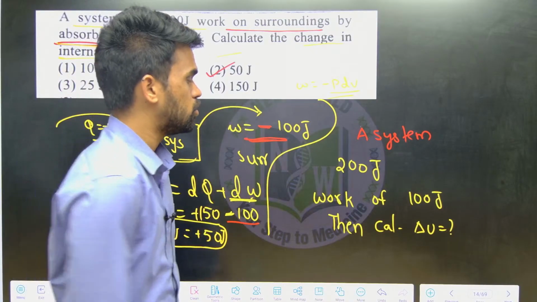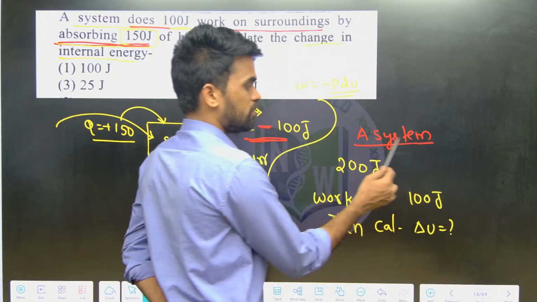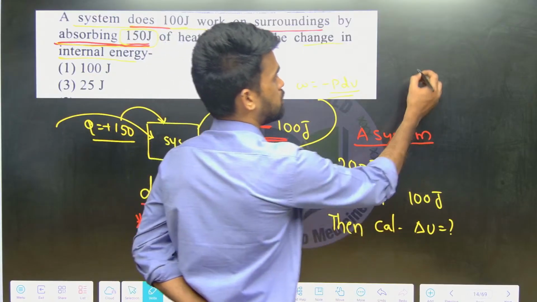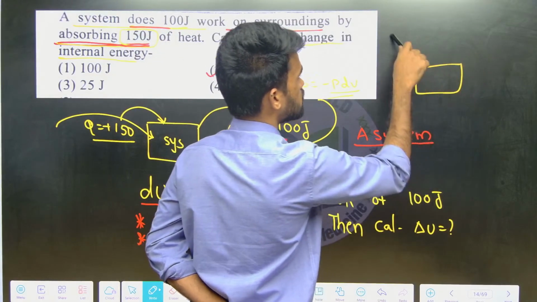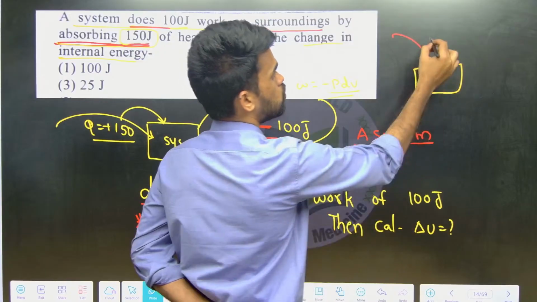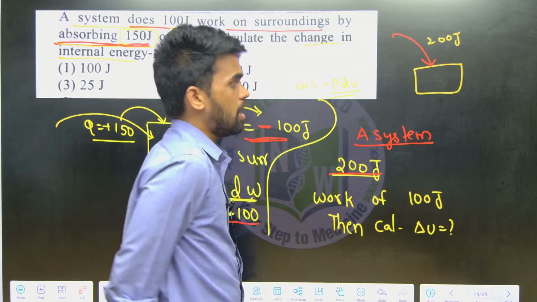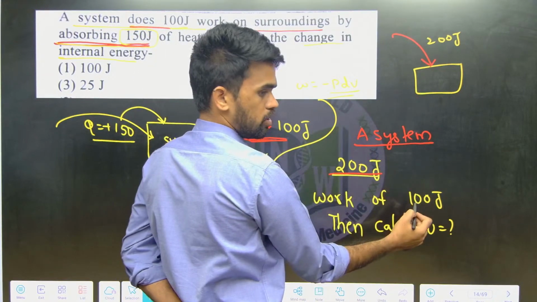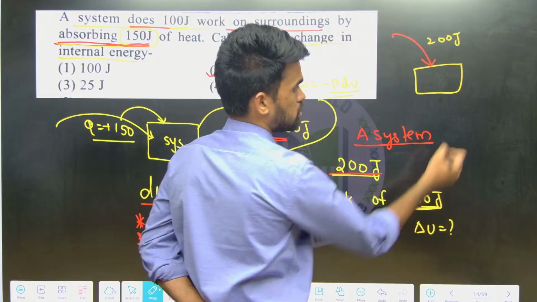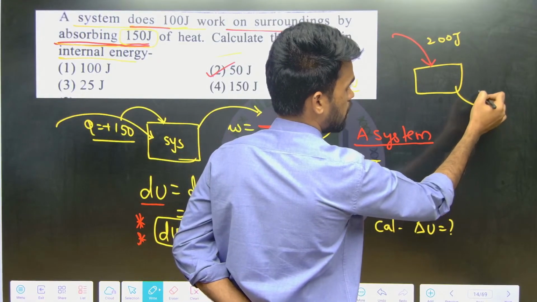Once again, what I told you: a system is provided with 200 joules of heat. It means this is a system. To this system, how much energy am I providing? 200 joules of heat is provided. And that system is doing a work of how much? 100 joules. It means it is doing a work of 100 joules.